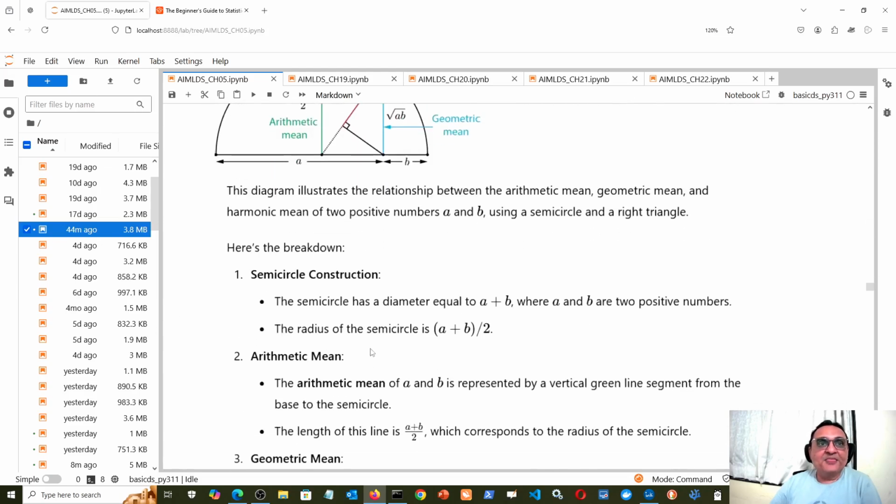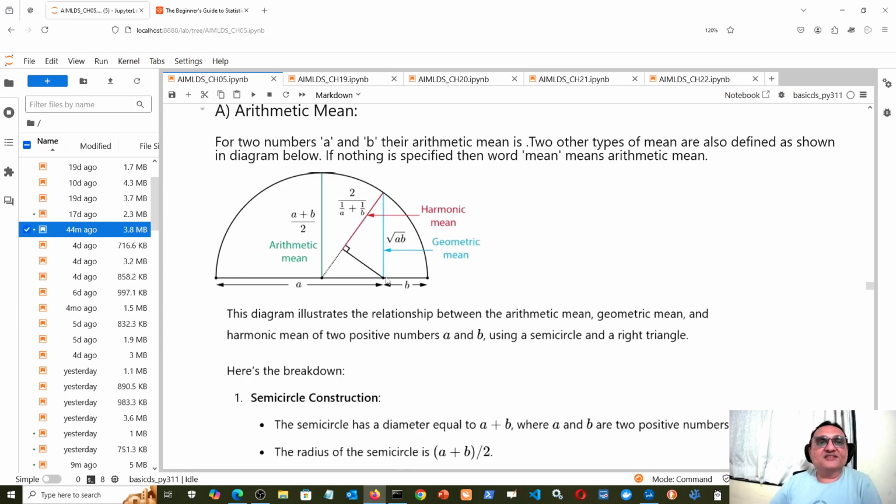That also we had seen, that this is some number, say A, and this is another number, say B. So what we do is we represent them by one single line segment.